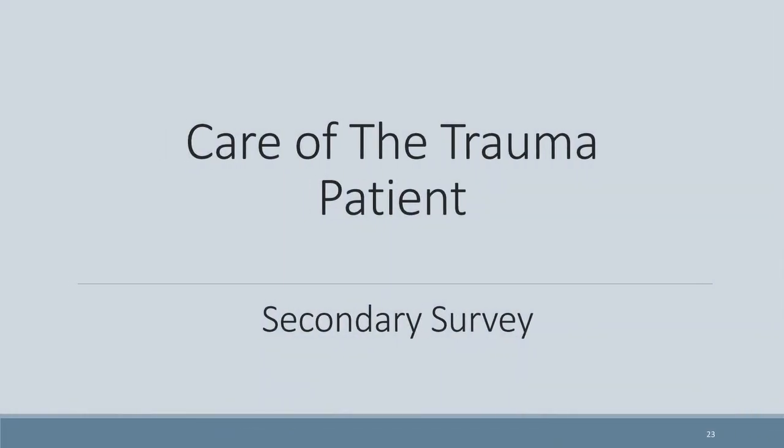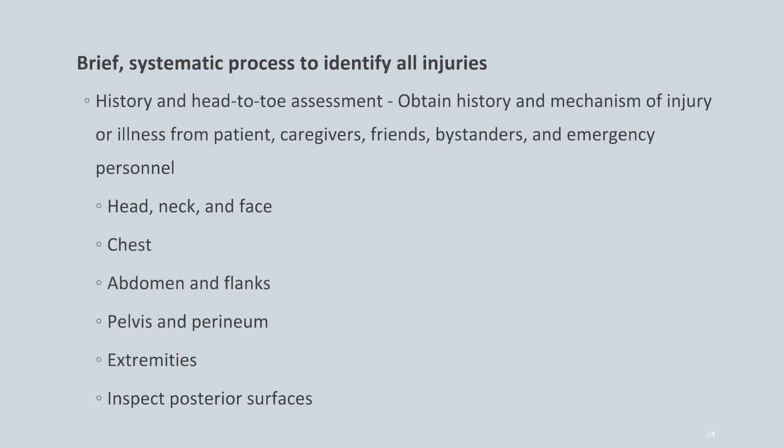Once we have all of that done, the patient's considered hemodynamically stable, and we can move on to the secondary survey. This all happens very, very quickly. So the primary survey will be done within minutes. The secondary survey will then be started. This is a brief, systematic process to identify all the injuries.